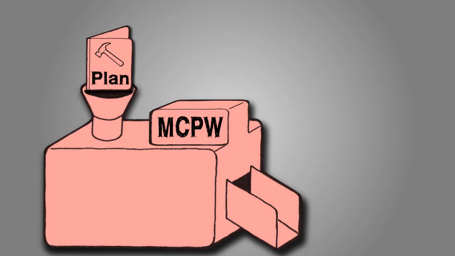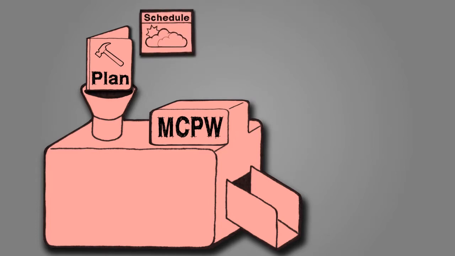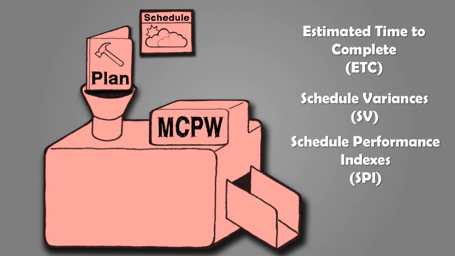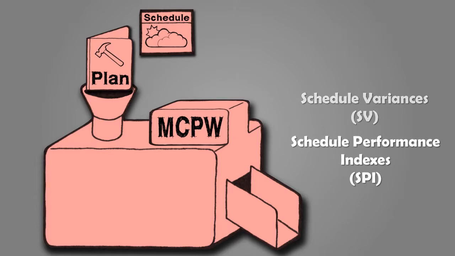All the data and metrics will be measured against the plan, and adherence to the plan determines the overall health of the project. Schedule forecasts are the project and task durations that have been determined using formulas that include estimated time to complete, schedule variances, and schedule performance indexes. We'll touch on these formulas in the time management knowledge area.